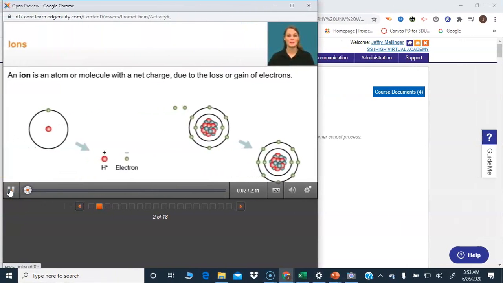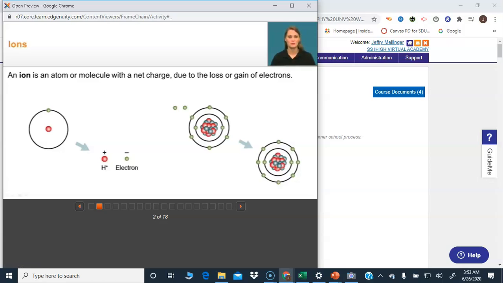When we speak about charged particles, we're referring to either subatomic particles or ions. Subatomic particles would include protons, neutrons, and electrons. An ion is an atom or molecule with a net charge due to a loss or gain of electrons. Here we have two examples. The hydrogen atom here has one electron that it easily gives away. That's because it's loosely bound on the first shell. And when it gives away its electron, it becomes a positively charged ion, as it now only has one proton.